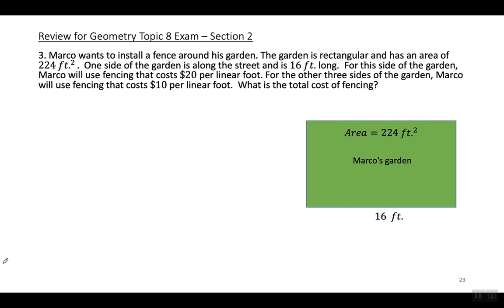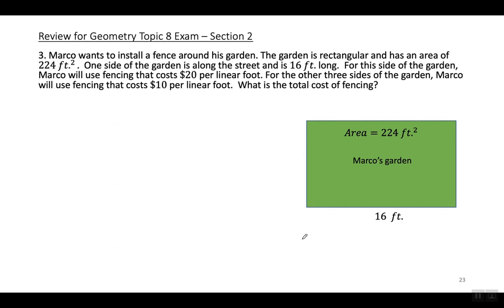Question number 3. Marco wants to install a fence around his garden. The garden is rectangular and has an area of 224 square feet. One side of the garden is along the street and is 16 feet long. For this side of the garden, Marco will use fencing that costs $20 per linear foot. For the other 3 sides of the garden, Marco will use fencing that costs $10 per linear foot. What is the total cost of fencing?